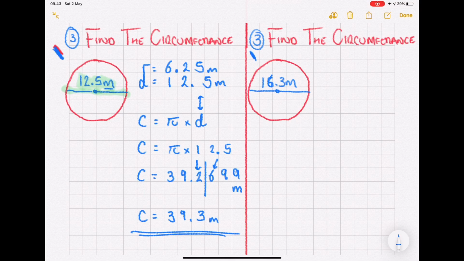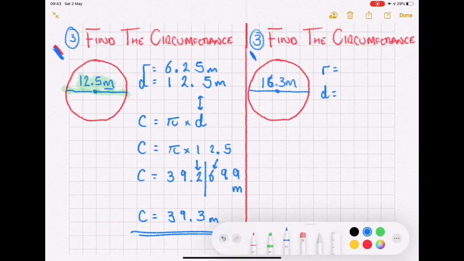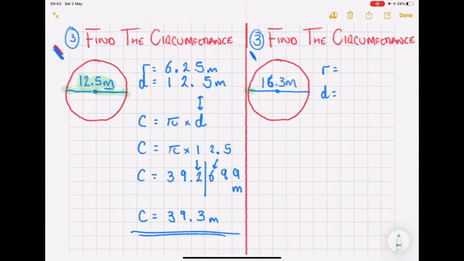Okay, fantastic. Let's go through this. Find the circumference. So, first things first, we write down our radius and we write down our diameter. Now, which one are they giving us? So, in this question, they're giving us the length that goes from this edge through the centre all the way over to this edge. Therefore, that must be the diameter. So, we can write our diameter equals 16.3 metres.